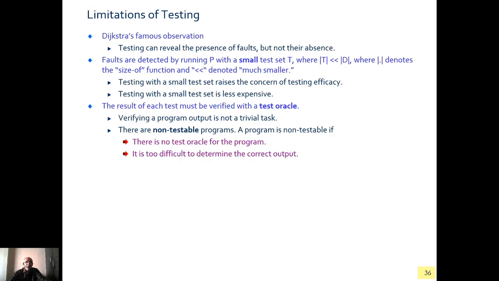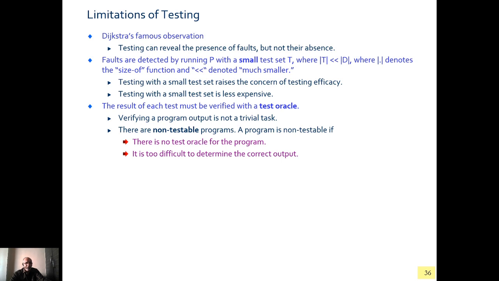So, limitations. Testing can reveal the presence of faults but not their absence. Very true. These were statements from Edsger Dijkstra, that is, faults are detected by running P with a small test set T, where T is smaller than D, and then the size of the function can be determined.